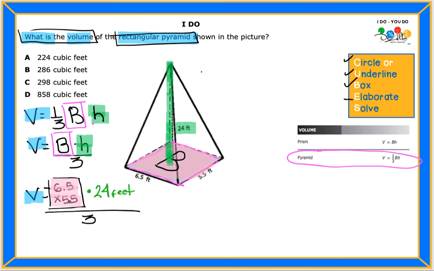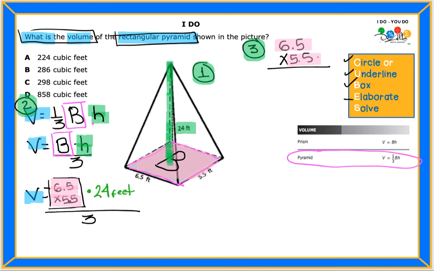Our first step was to identify all the measurements in the pyramid. Our step 2 is to do the substitution, and step 3 is to start doing operations. So I'm going to get started with this multiplication, 6.5 times 5.5. I got these 2 measurements from the pink rectangle, and that's the area of the base. Can you help me to multiply?